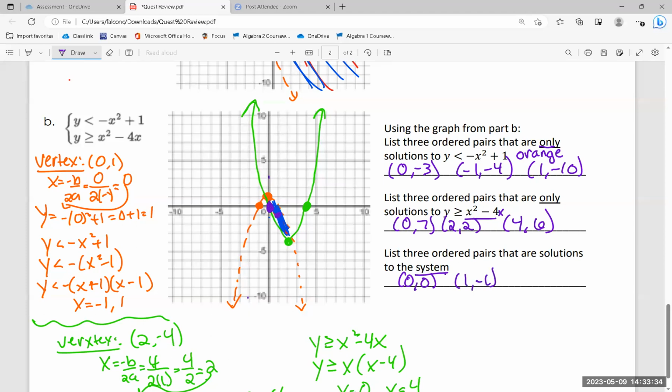And we could also do like 2, -4, because that's on the green one. That's the vertex. So anything on the green parabola is fair game because the green parabola is a solid line. The orange one is a dashed line, so we can't include any of those because we're not equal to in the system for that one.